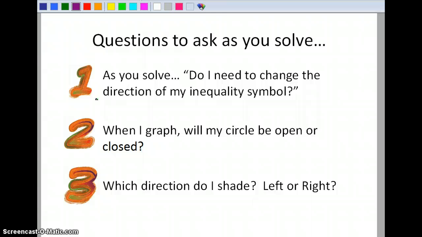When you graph, will your circle be open or closed? You have to look and see: less than or greater than will be an open circle. Less than or equal to, greater than or equal to will be a closed circle. Which direction do I shade? Do I shade to the left or the right?